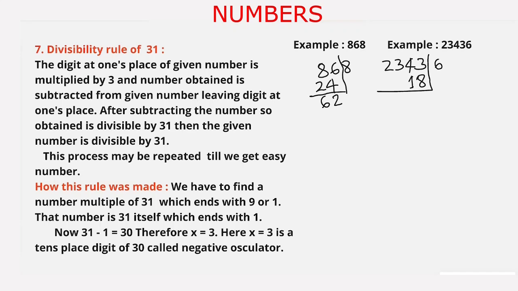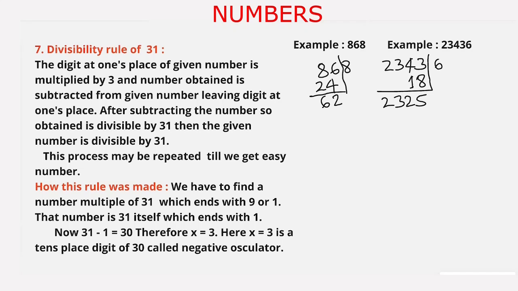13 minus 8 is 5, and 3 minus 1 is 2, and we carry 2, 3 from the above. The number now is 2325. This is still large, so we have to repeat this process again.